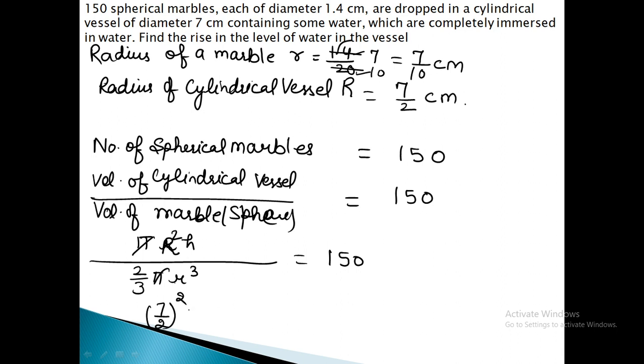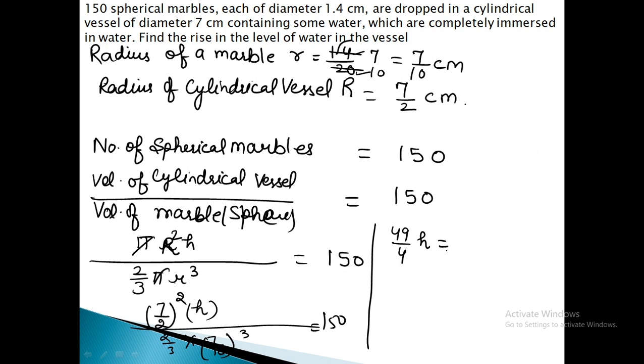H is not given, we have to find H because we have to find the level of water in the vessel, that is the height. So next, 2 by 3 over small r, which is 7 by 10 raised to power 3, equal to 150. Now you can solve in this way. 7 7s are 49, 2 2s are 4. H is equal to, by cross multiply, 150 multiply 2 by 3 multiply 7 multiply 7 multiply 7 over 10 multiply 10 multiply 10.